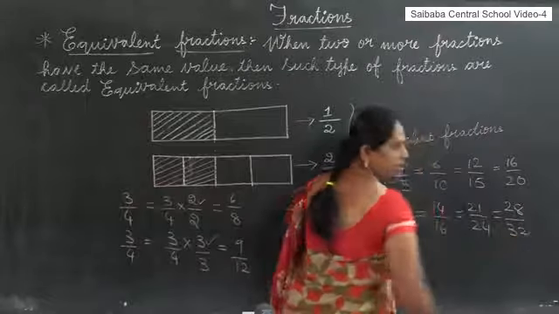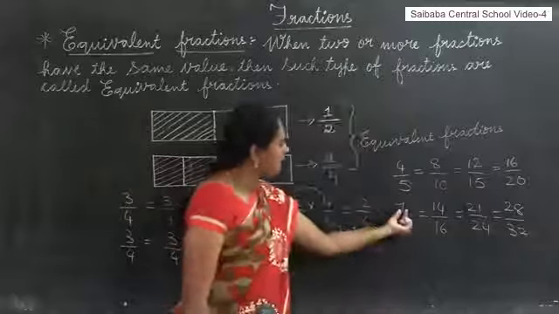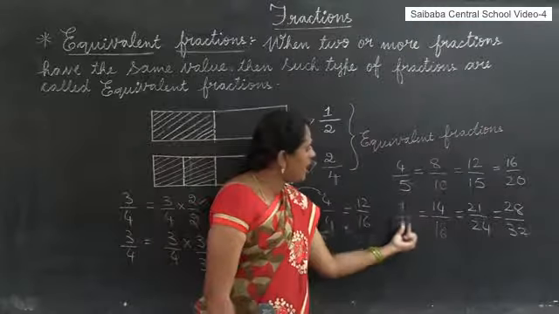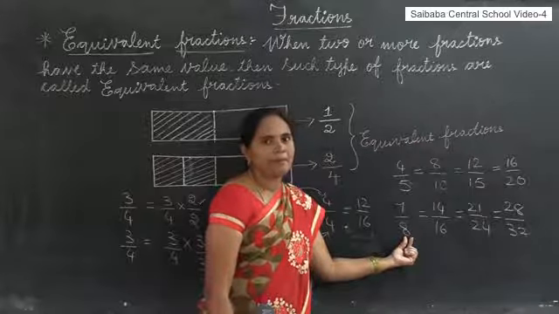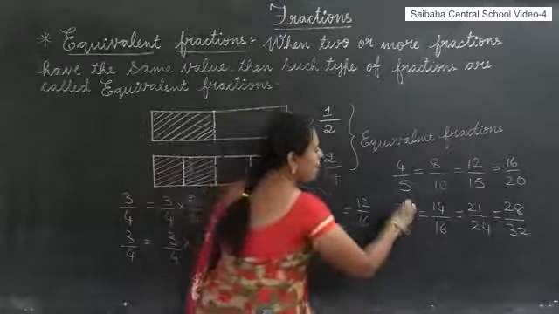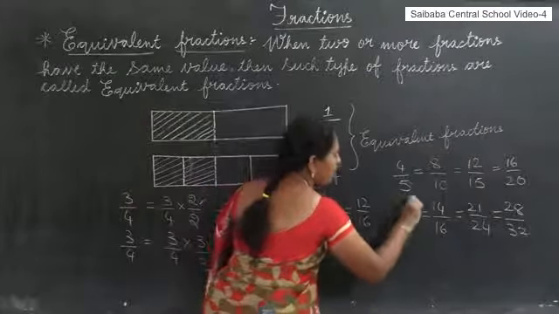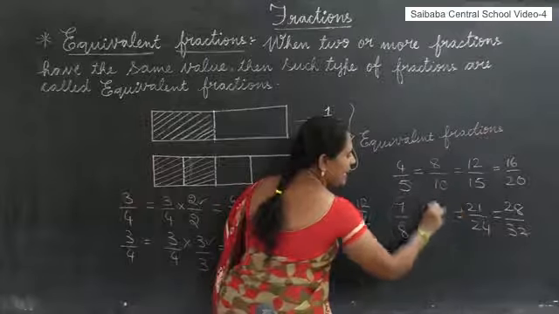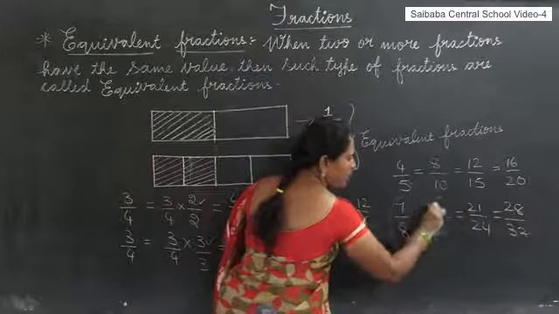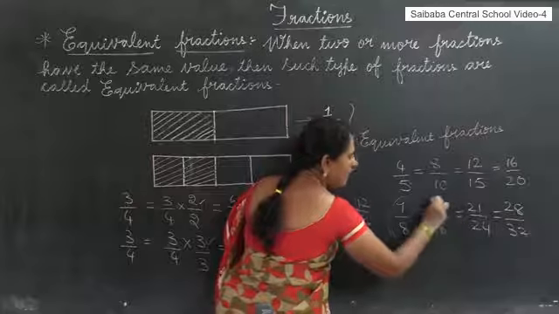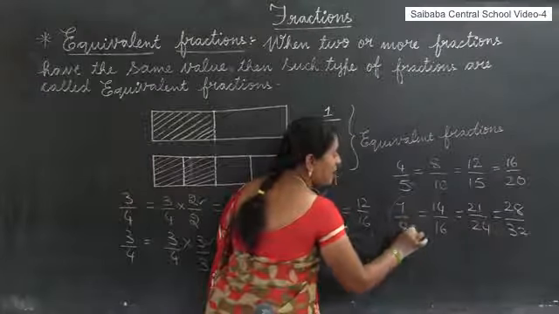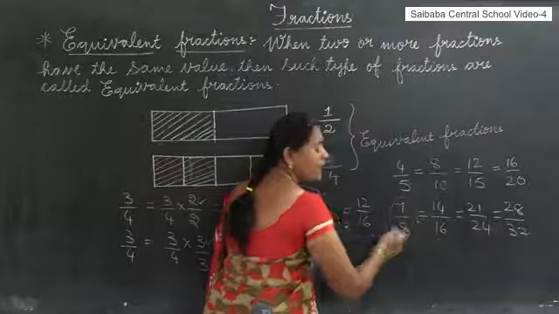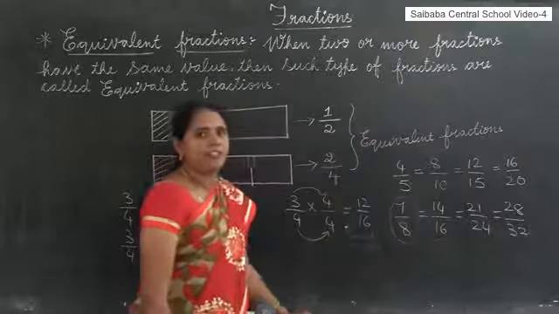So on we get. Just multiply numerator and denominator by the same number. We have to multiply only the given fraction, not the obtained equivalent fraction. You should not multiply this fraction. Always we have to multiply the given fraction by the same number for getting an equivalent fraction.